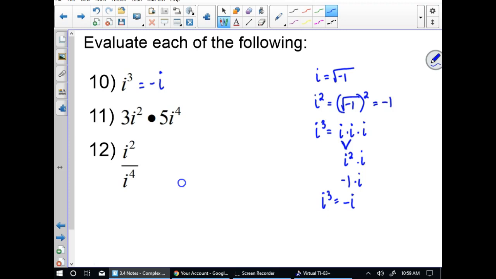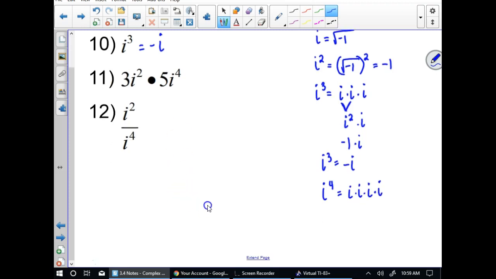Okay, so this next problem has an i to the fourth in it. So let's keep on. i to the fourth. That's going to be i times i times i times i. So that is i squared times i squared. And what is i squared? Negative 1 times negative 1. And what do you get when you do negative 1 times negative 1? Positive 1. So i to the fourth is positive 1.